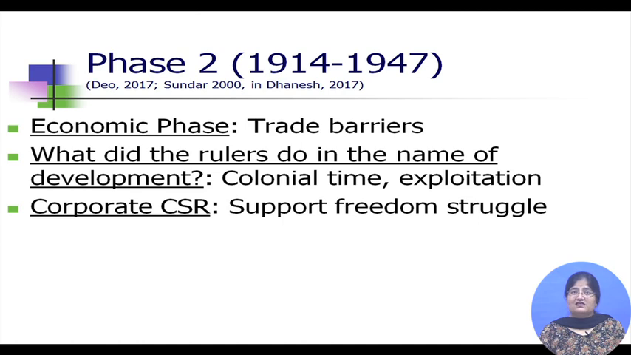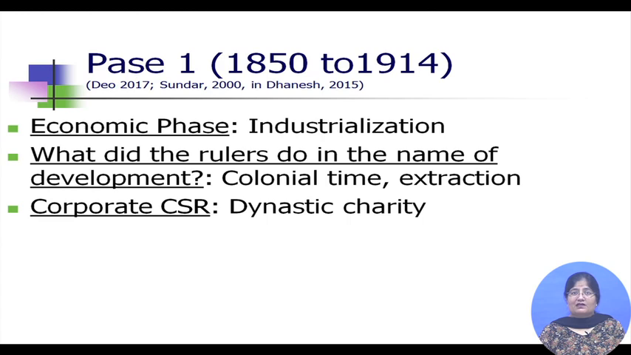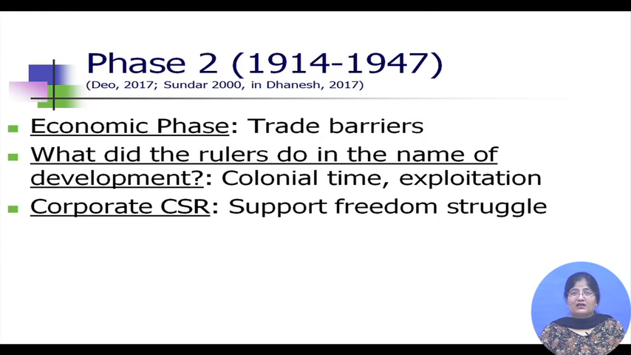In the second phase, which lasted from 1914 to 1947, the economic phase was, we had trade barriers. Now, as you can see, the second phase has been broken up. In the first classification, the second phase was from 1910 to 1960. The second phase in this classification is from 1914 to 1947, and this has been broken up by Deo. And she says that the economic phase in this time was trade barriers.